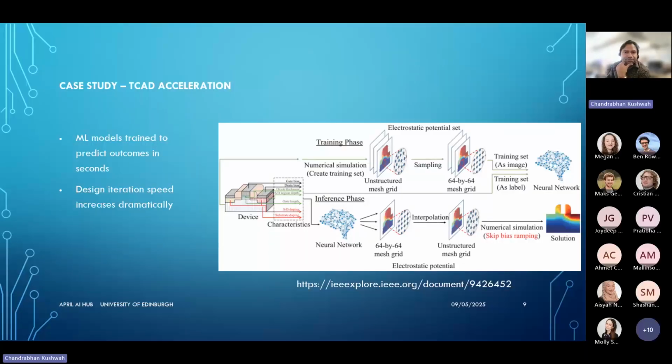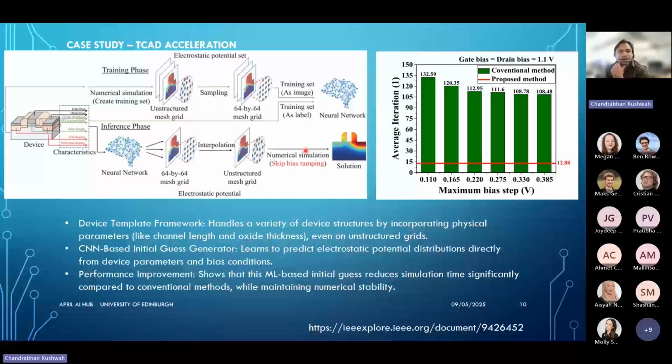So here we will see the machine learning model can be trained to predict the outcome of the device design in a very quick manner. And the design iteration speed can also be increased dramatically. So let's see how this has been done in this case.